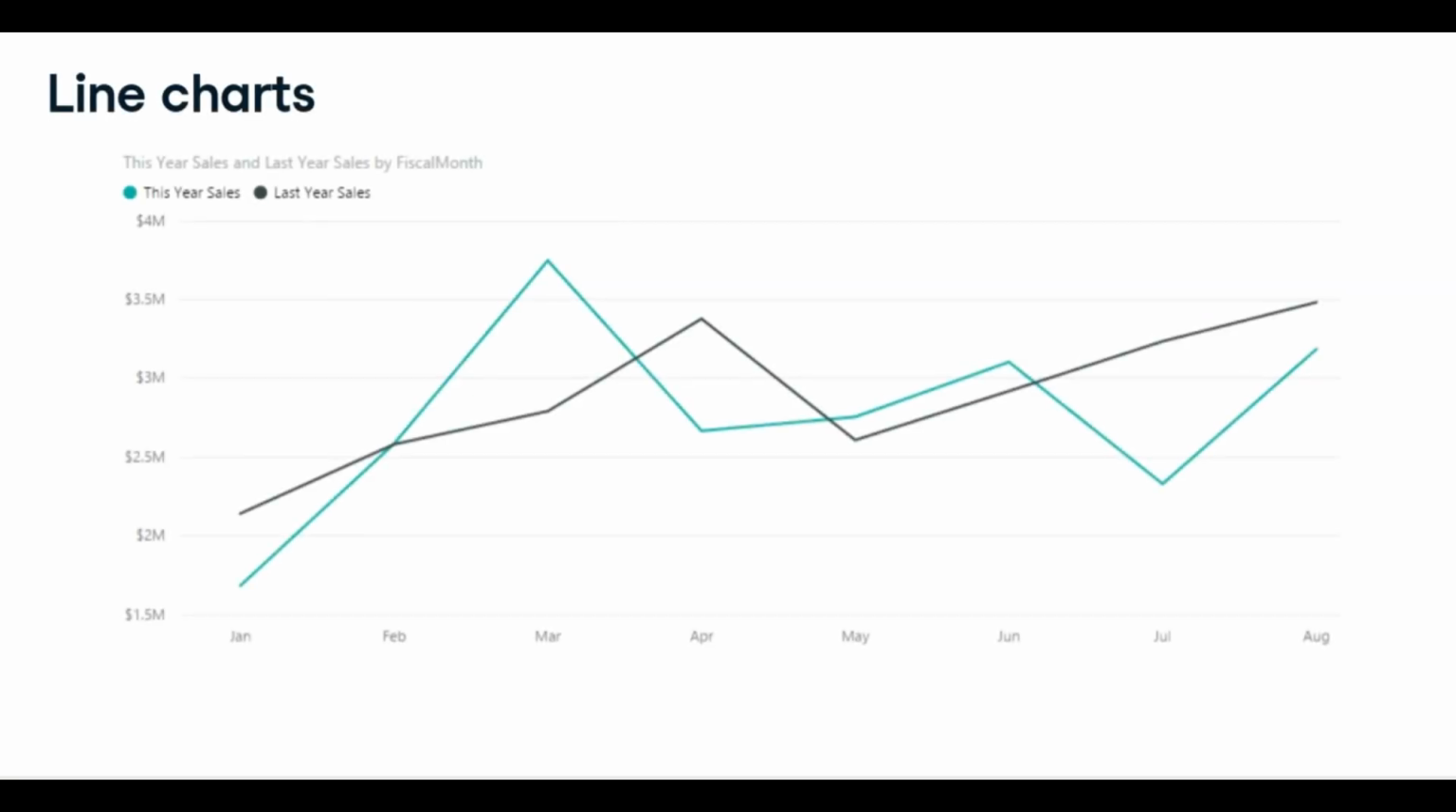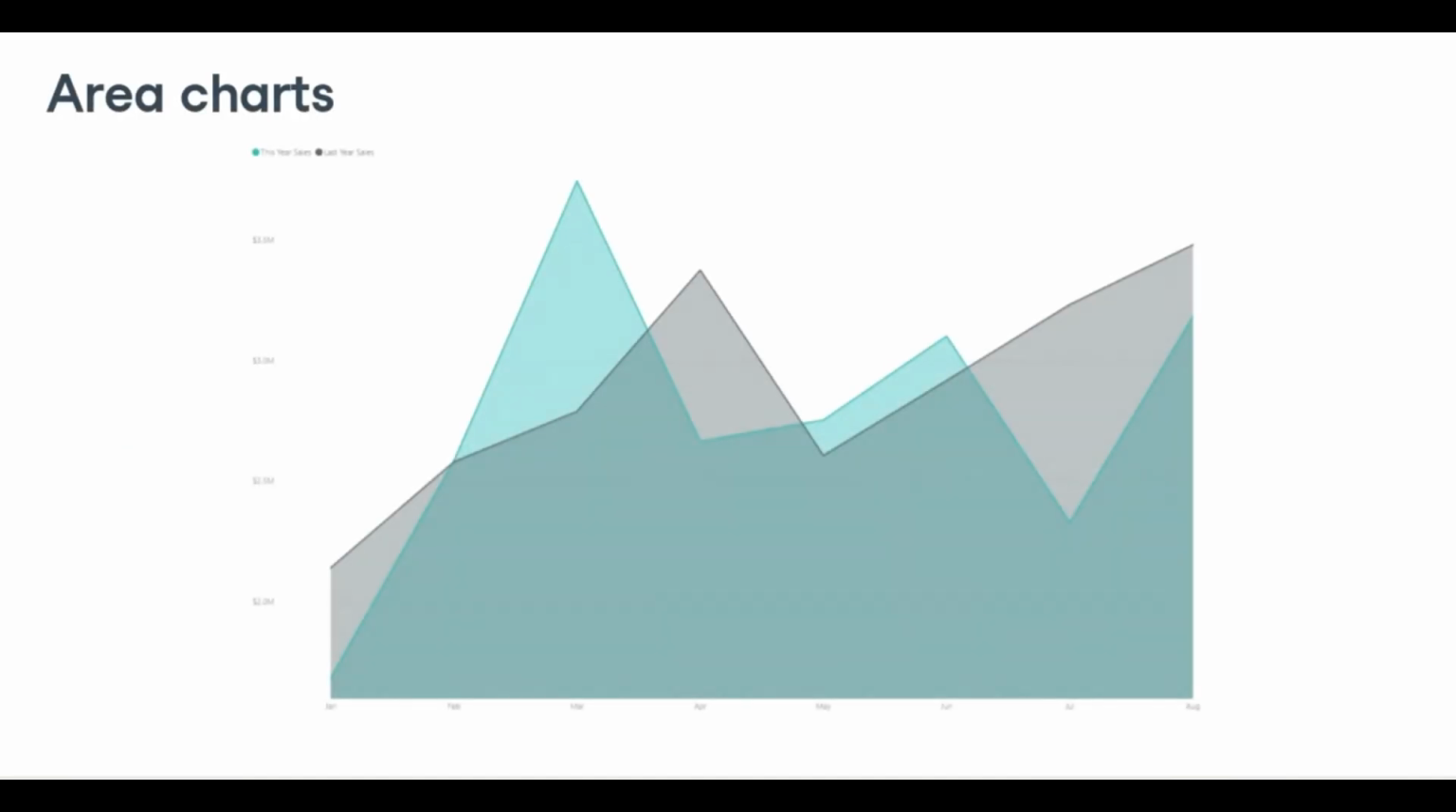Line charts show multiple lines in one chart. They emphasize the overall shape of an entire series of values, usually over time. Area charts are based on line charts with the area between the axis and the line filled in.